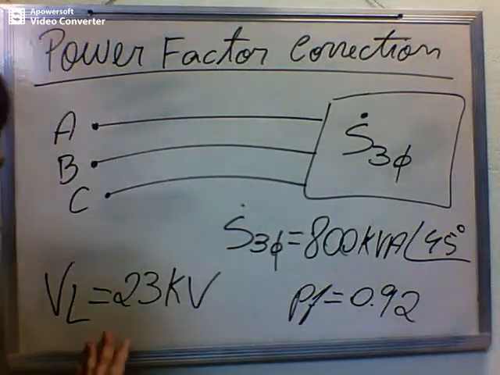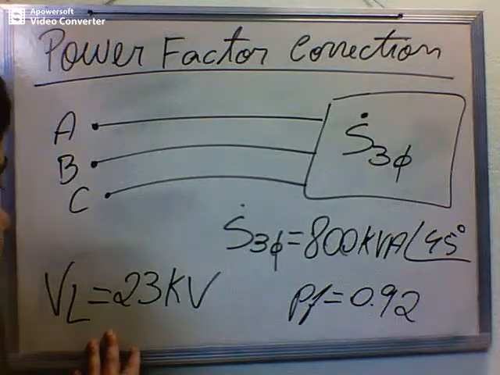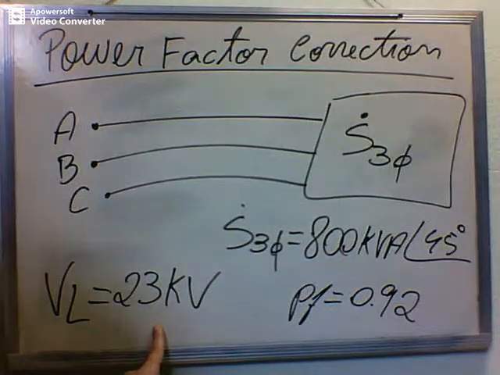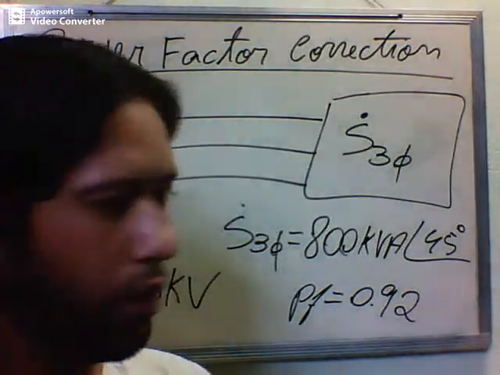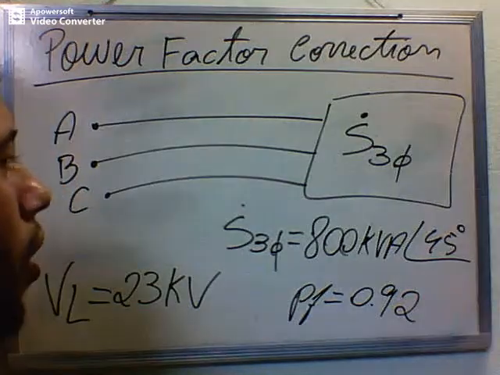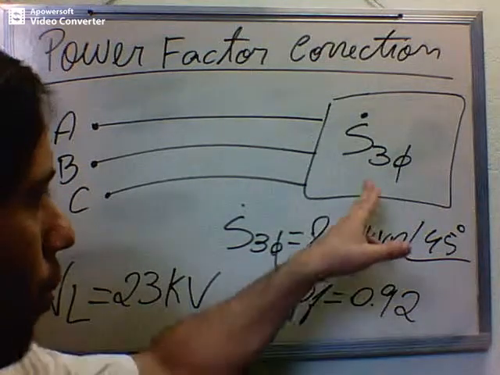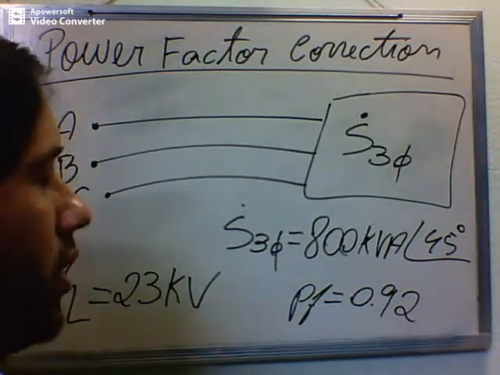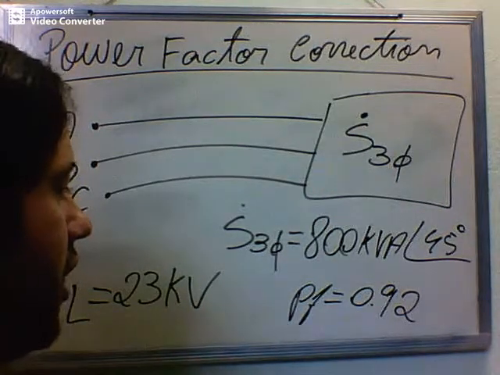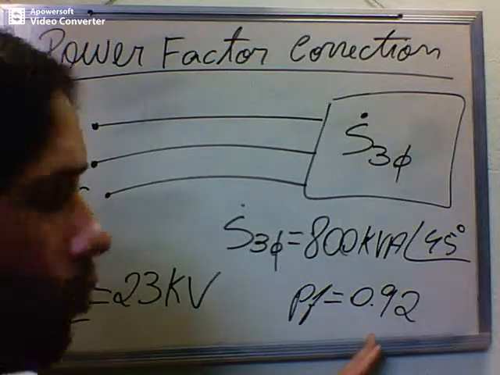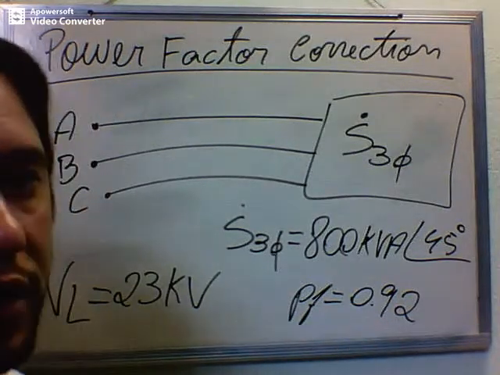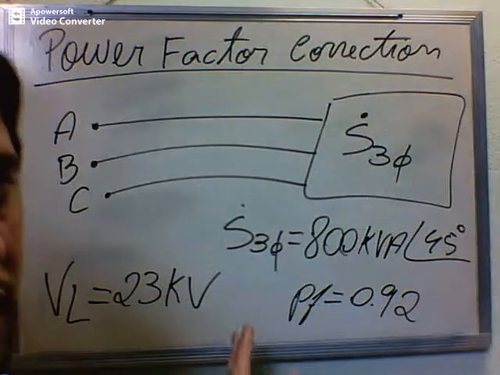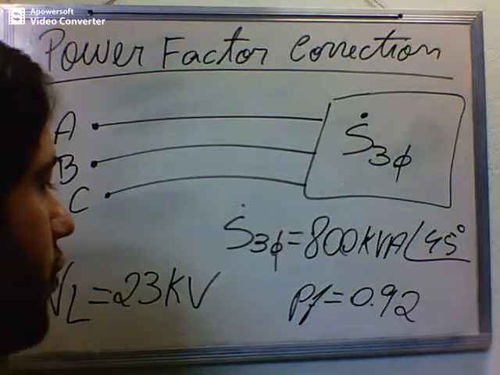The other information that we received is that the line voltage here is 23 kV, but we are going to be focusing on the complex power. S with a dot, three-phase, is the complex power, the load of this installation, and we need to raise the power factor to 0.92 using a capacitor bank. My friends, let's take a look at how we are going to solve this problem.